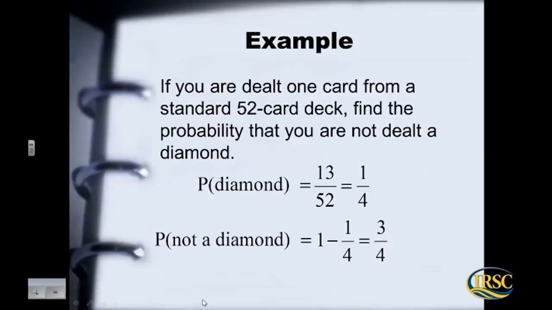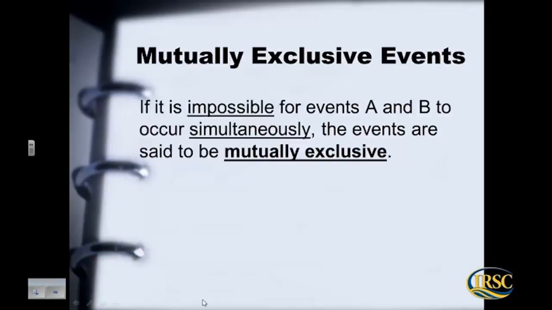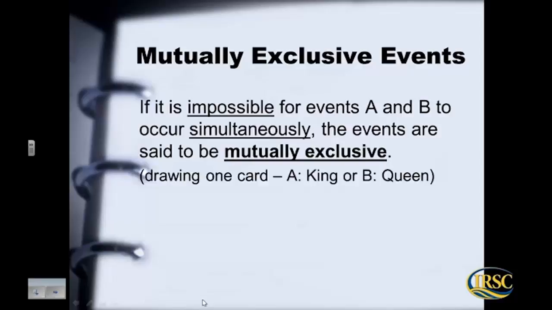Okay, so back to our notes. Mutually exclusive events. If it is impossible for events A and B to occur simultaneously, the events are said to be mutually exclusive events. So for example, if you're drawing one card, then it's impossible for that one card to be a king and a queen at the same time. So drawing a king or drawing a queen are mutually exclusive events.